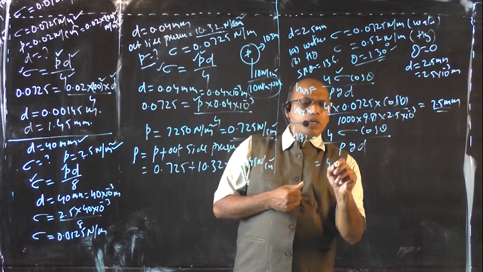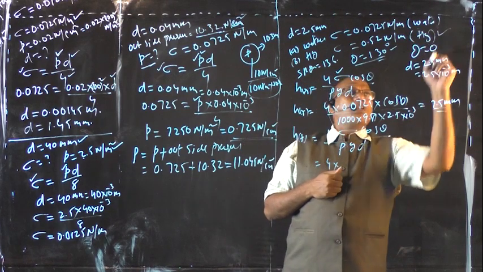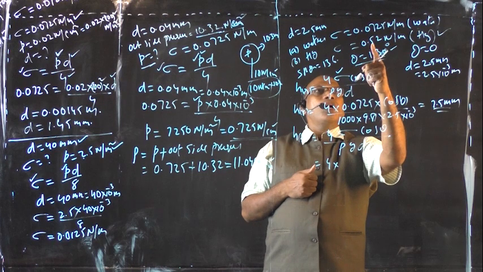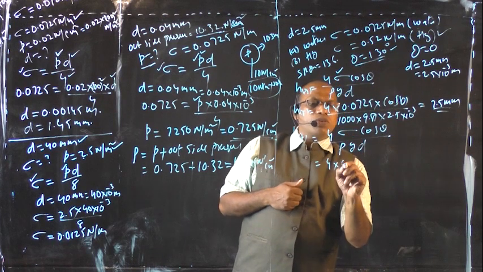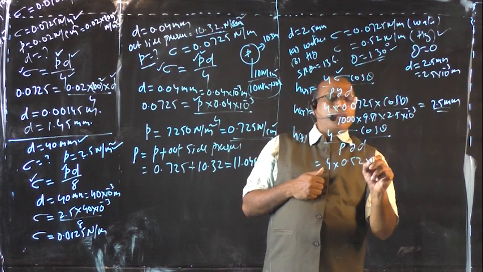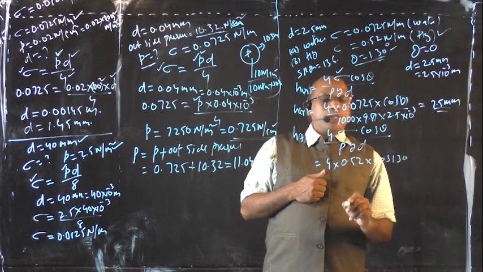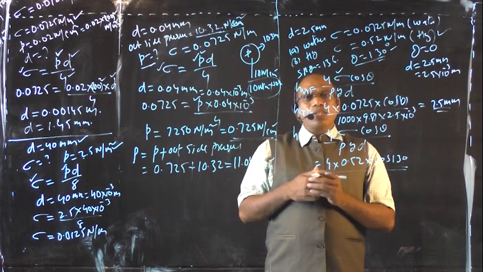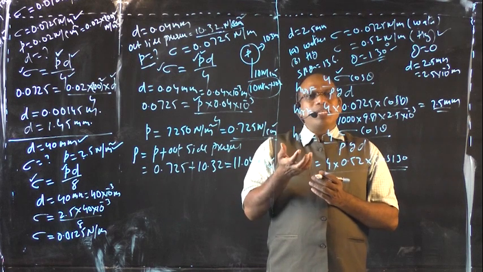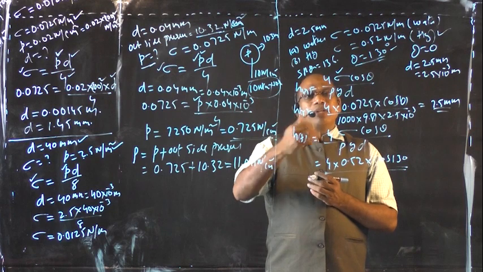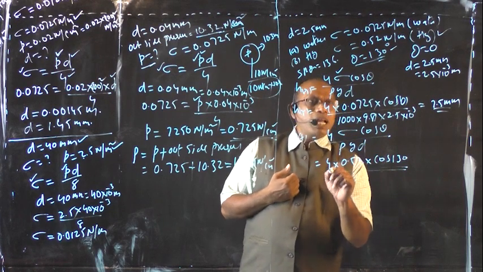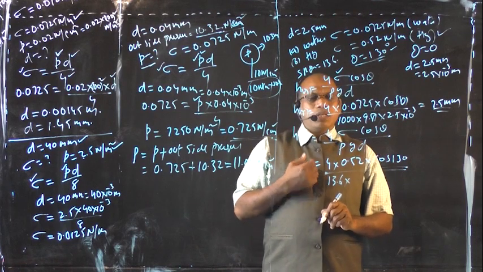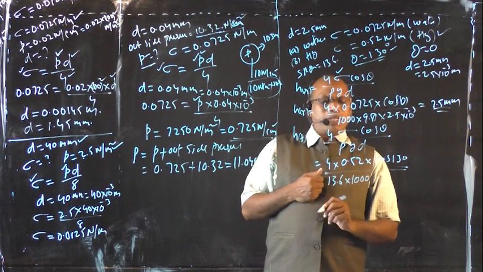This is equal to 4 into sigma for mercury, which is also different. That is given, surface tension for mercury is 0.52 Newton per meter. Sigma equal to 0.52 Newton per meter into cos 130 degrees divided by rho, which is nothing but density. Density of water is equal to 1000 kg per meter cube. Density of mercury is equal to specific gravity of mercury into density of the standard liquid. That means specific gravity of mercury given is 13.6 into density of the standard liquid, that is 1000 kg per meter cube.